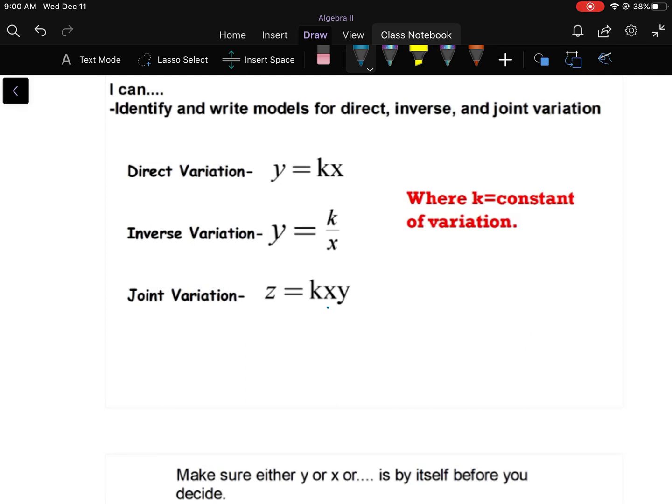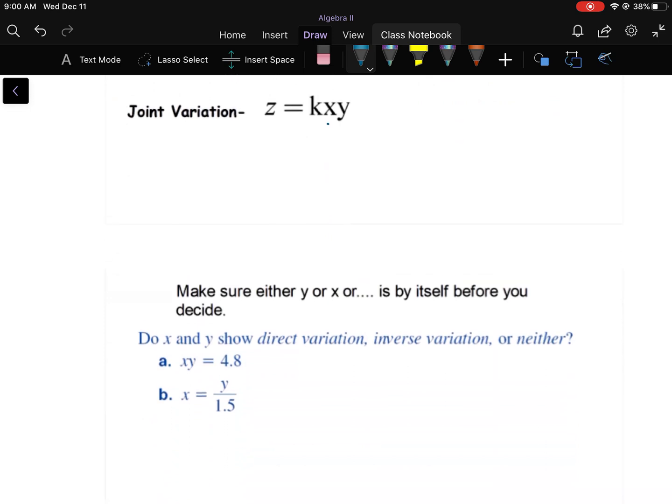You've done these again in science a lot too. Like direct variation, you talked about force equals mass times acceleration, where acceleration is 9.8 meters per second squared. That would be your k value. You talked about joint variation, where I think it's like velocity or dropped objects, or potential energy, 1/2 mv squared. So that's like a joint variation. You're multiplying it by two different variables.